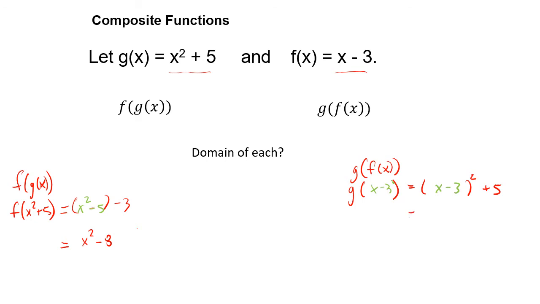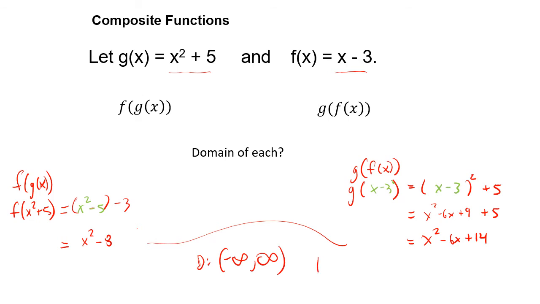So when we FOIL out x minus 3 quantity squared, it's x squared minus 6x plus 9, and then there's this plus 5 at the end still. So this becomes x squared minus 6x plus 14. Again, this is a parabola, so there's not going to be a domain restriction here. There wasn't a domain restriction originally. That's what it's like to plug a function in. So both domains are negative infinity to infinity, or all real numbers, however your teacher wants you to say that.